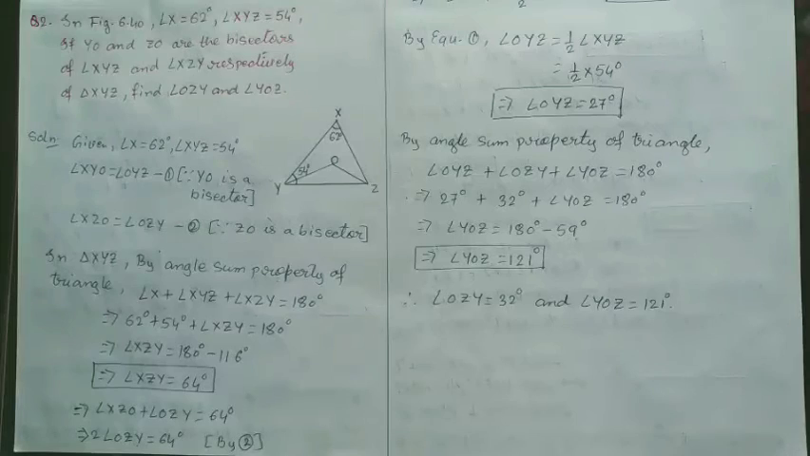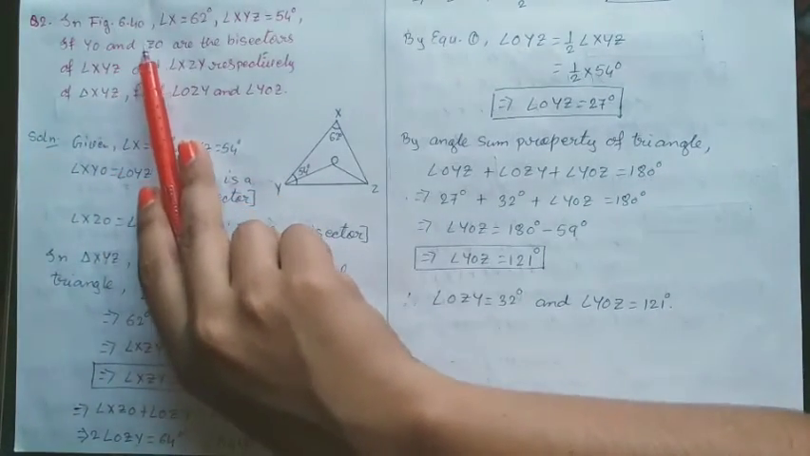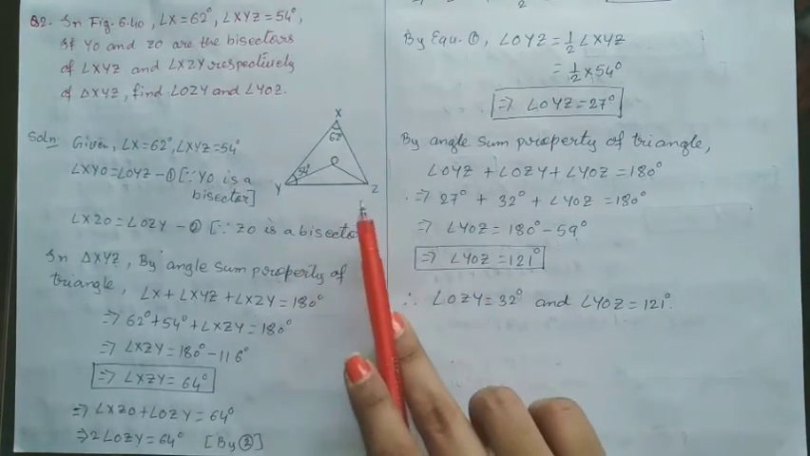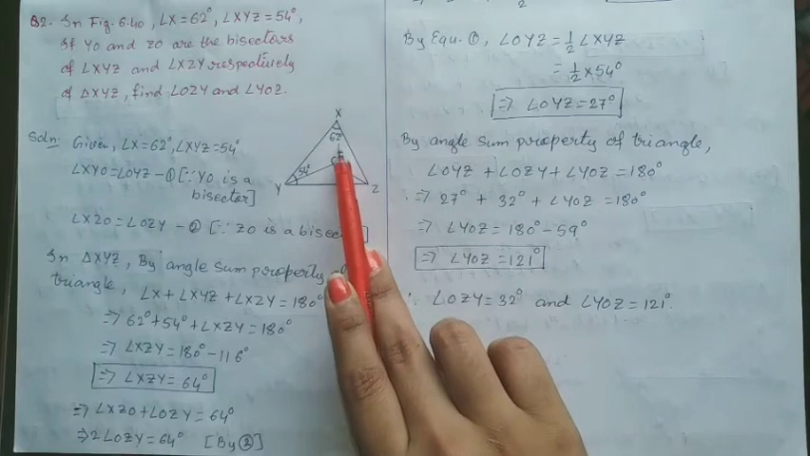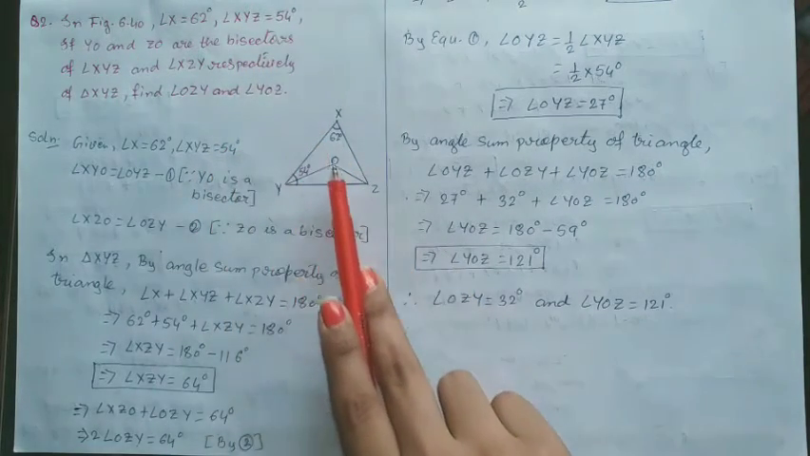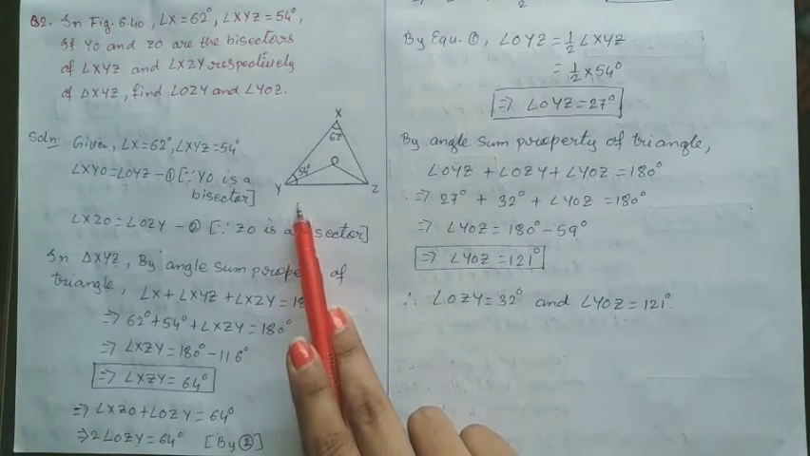I will solve question number 2. In question number 2, it is said that in figure 6.40, angle X is given as 62 degrees. So we have a triangle XYZ. Here angle X is given as 62 degrees. Angle XYZ, the total angle, is 54.